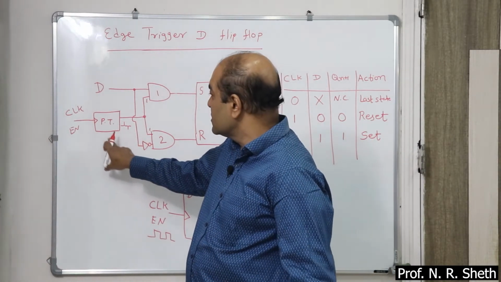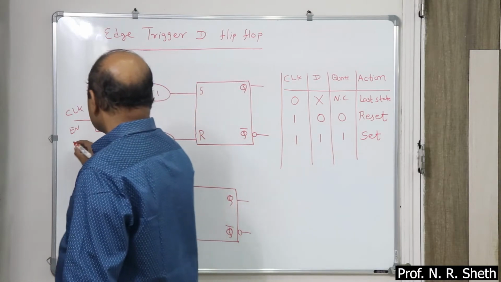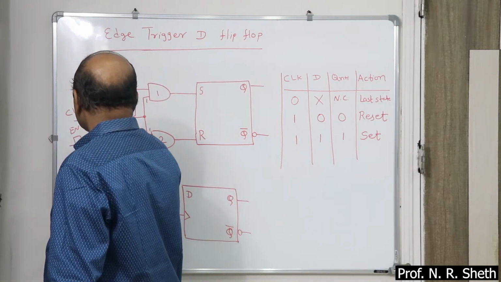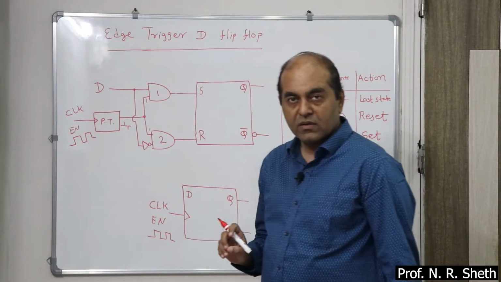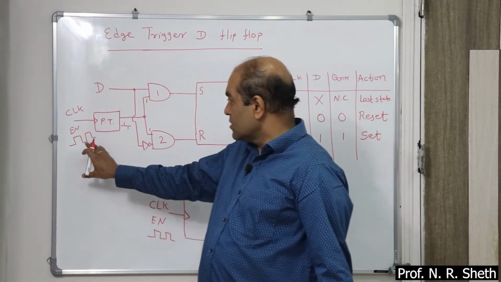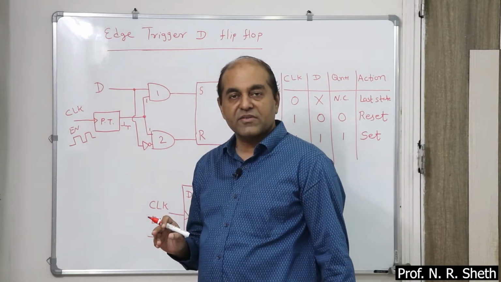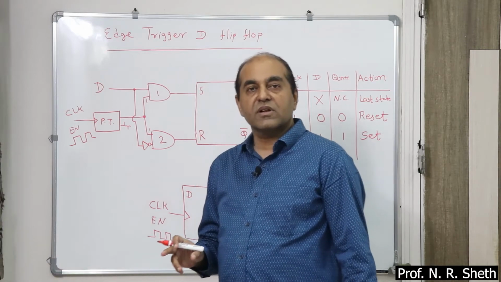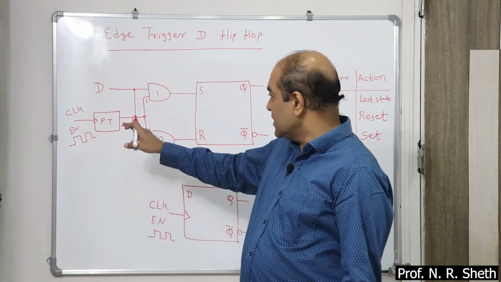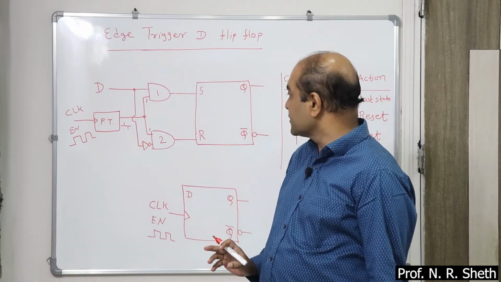Differentiator circuit, clock, that means you are applying a square wave. And this is a spike. So it converts the square wave into positive and negative spikes. This circuit works for the positive spike, so that's why it is positive triggered. PT is applied here. Okay.